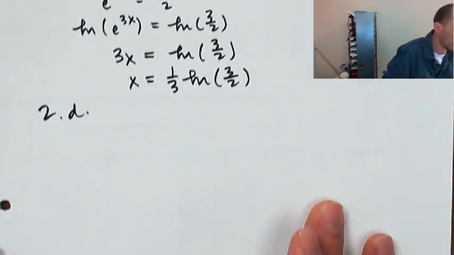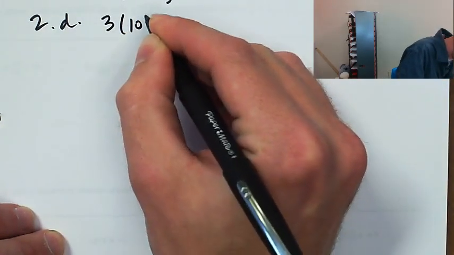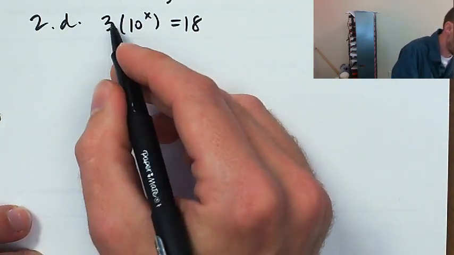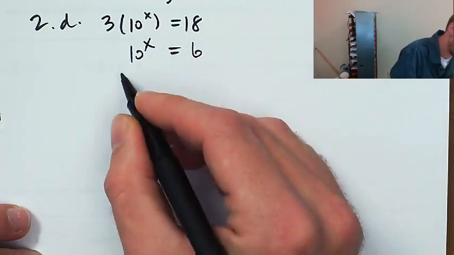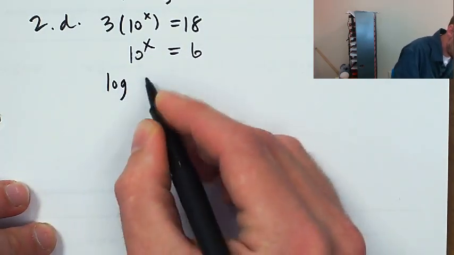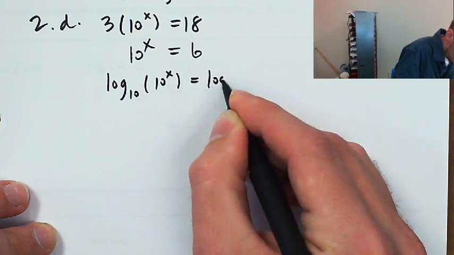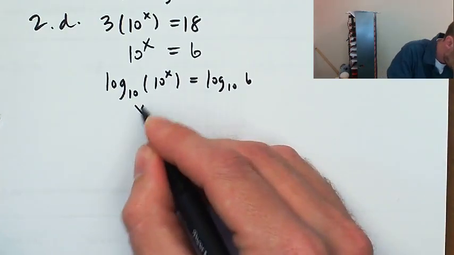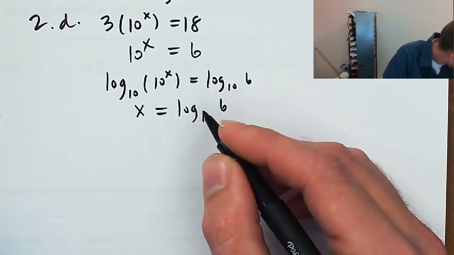2d is 3 times 10 to the x equals 18. Okay, so I need to isolate the 10 to the x, so I'll divide by 3. 10 to the x is 18 divided by 3, that'd be 6. I need to take the common log of both sides, the base 10 log. It'll give me x on the left side and log base 10 of 6 on the right side.